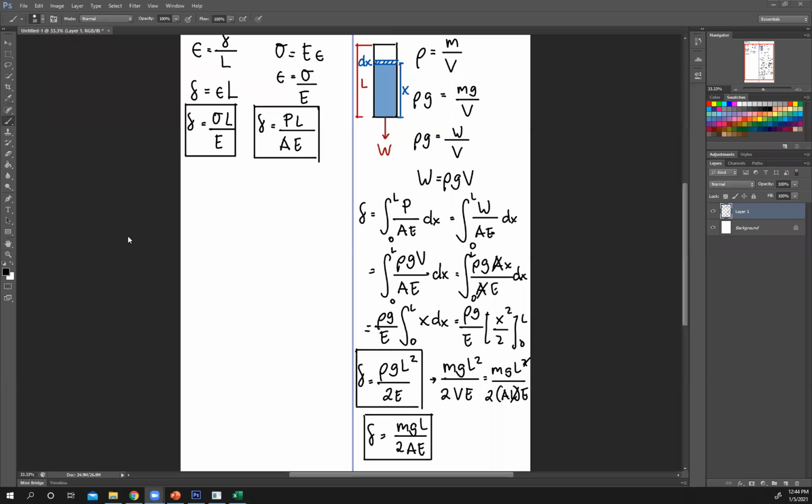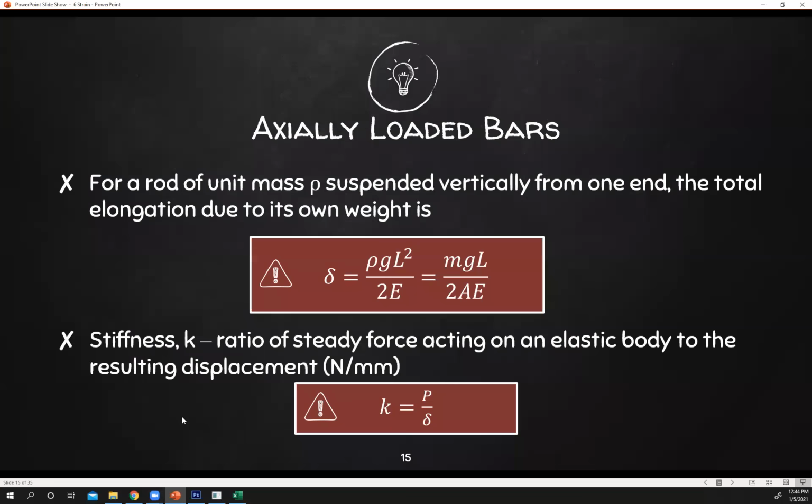Great, great. Let's move on to the next one. Aside from that, we have this property called stiffness, denoted by k. It's just the ratio of steady force acting on an elastic body to the resulting displacement. So the ratio of force to displacement is just P over delta.